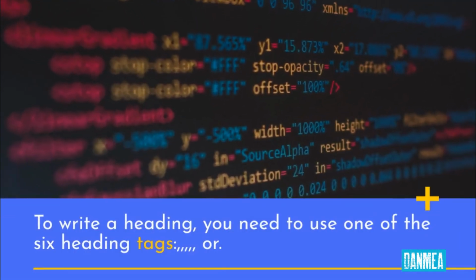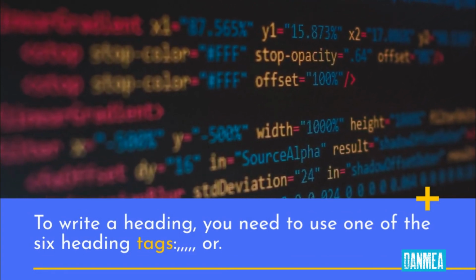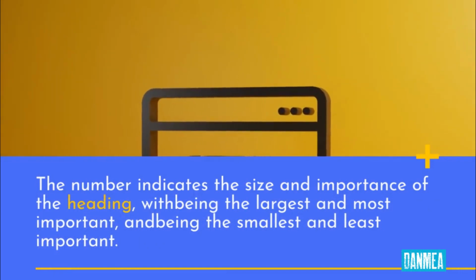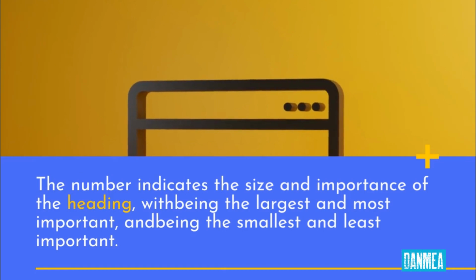To write a heading, you need to use one of the 6 heading tags, <h1> to <h6>. The number indicates the size and importance of the heading, with <h1> being the largest and most important, and <h6> being the smallest and least important.